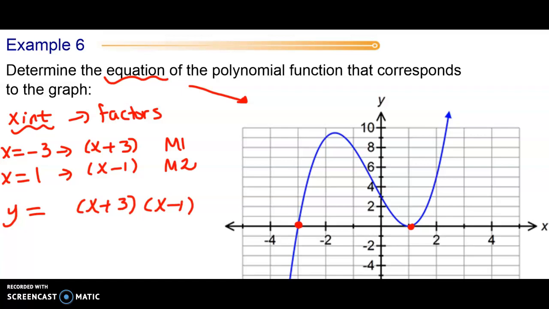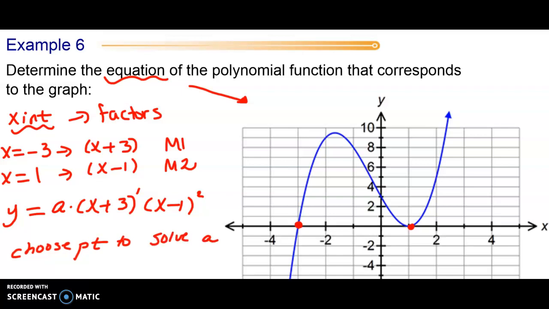We know that the multiplicity of 1 would be a 1 exponent. The multiplicity of 2 would be a 2 exponent. What we don't know is this value a, the coefficient. We want to know how wide or how narrow this function is. So we're going to choose a point on the graph to be able to help us solve for a.